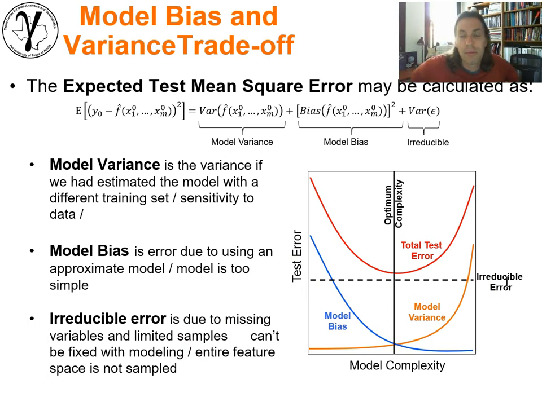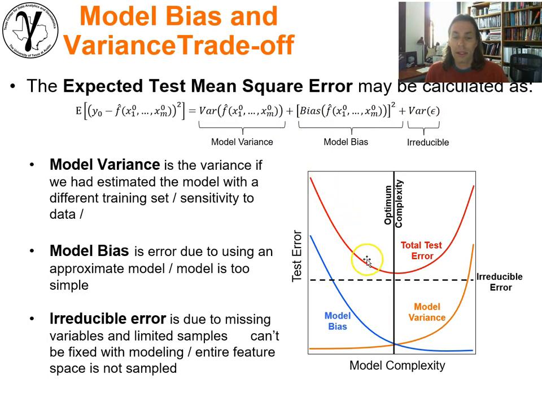It does not depend on the model itself. It's based on the data that we have available to train the model. So using a more complicated model does not reduce irreducible error. It doesn't change it at all. So we sum them all together. They're all additive with each other.